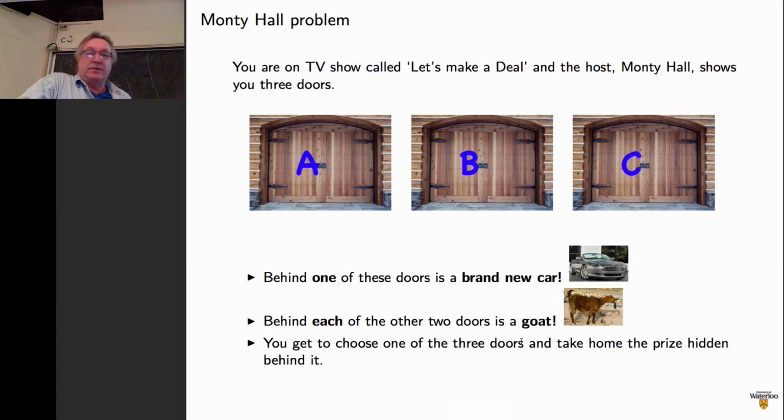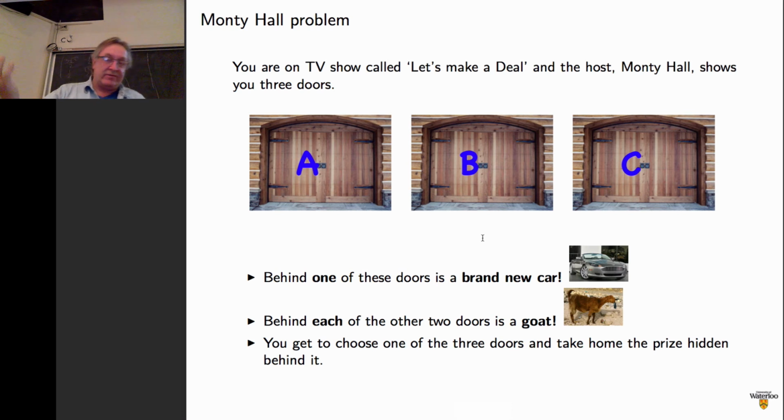Let's make a deal. Monty Hall's Canadian, by the way. Let's make a deal. You've got 3 doors. You're the contestant. You choose one of door A, B, or C. You win whatever's behind the door that you choose. You get to take that home. Behind one of these doors is a brand new car, your favorite car. Okay? Behind the other 2 doors is something you don't want, a goat. Okay?